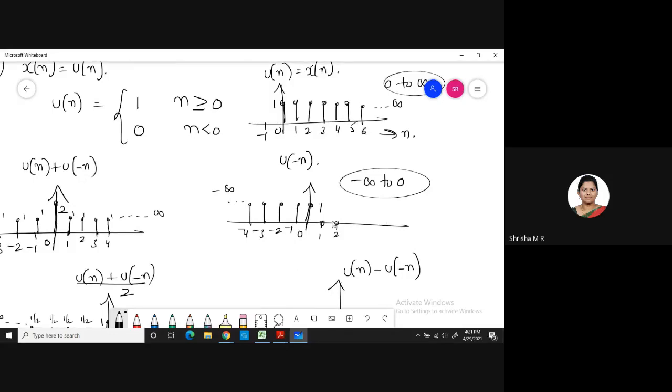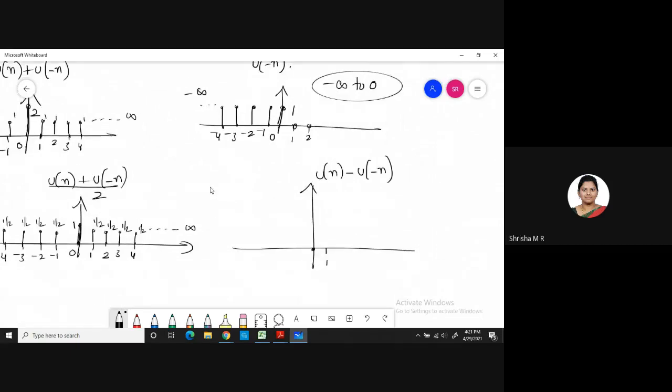For all the positive values of n, what will be the amplitude? It will be 1 only. Because here you have 1. From 1 to infinity, it will be 1. So 1 minus 0, it will be 1 only. The amplitude will be 1. Five also 1, it will go on up to infinity.